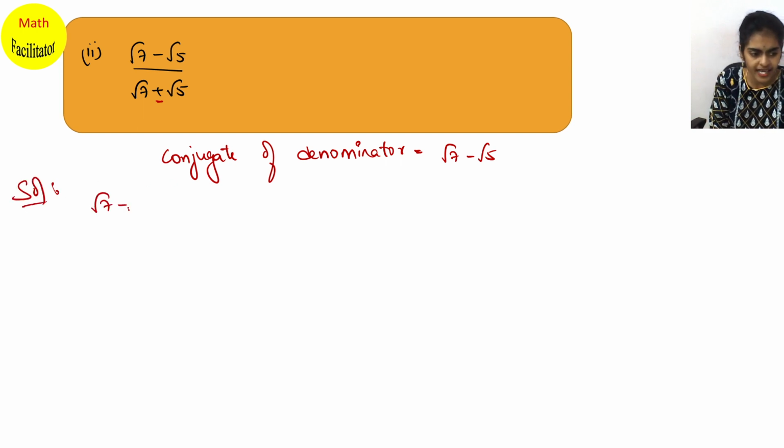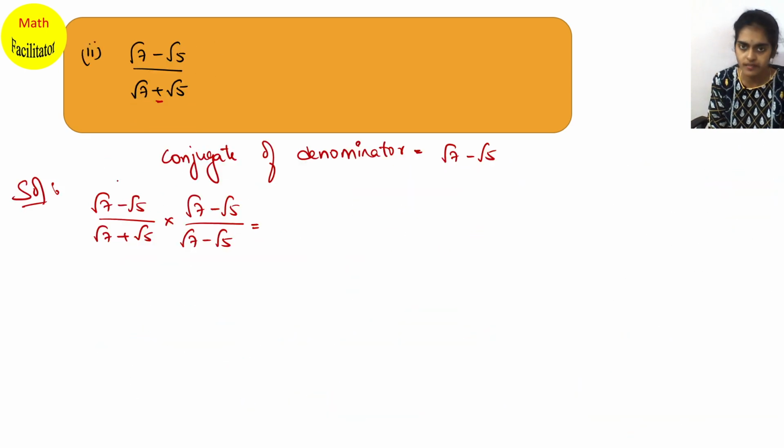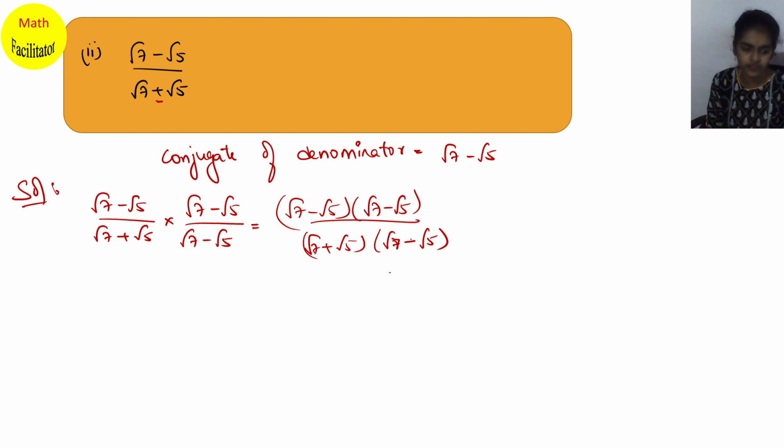You will simply multiply the given term. Multiply and divide by the conjugate. So conjugate is root 7 minus root 5 divided by root 7 minus root 5. Now this is again like a into a, similar to the previous problem. See, numerator is like a into a, root 7 minus root 5 into root 7 minus root 5, divided by root 7 plus root 5 into root 7 minus root 5.